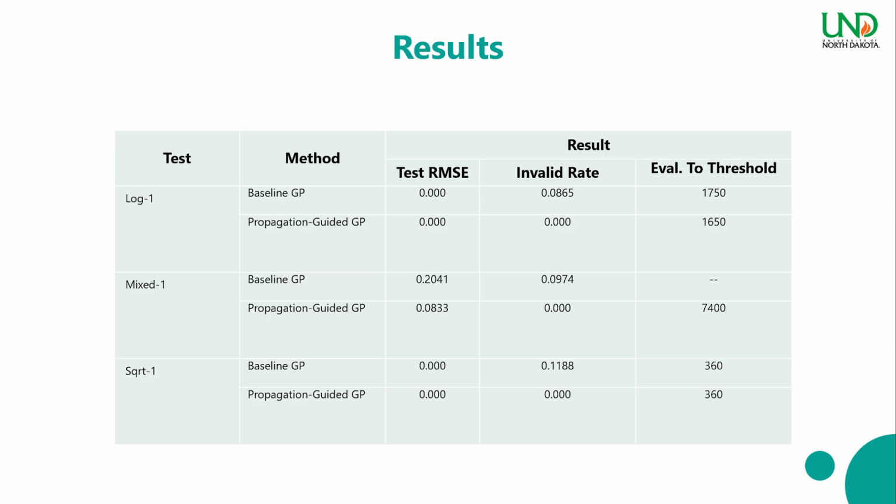So, the results. This table summarizes the results across all three benchmarks. I'll focus on the patterns, not the individual numbers. The first thing to notice is the invalid rate in the baseline method: around 8 to 12% of the candidates were infeasible.